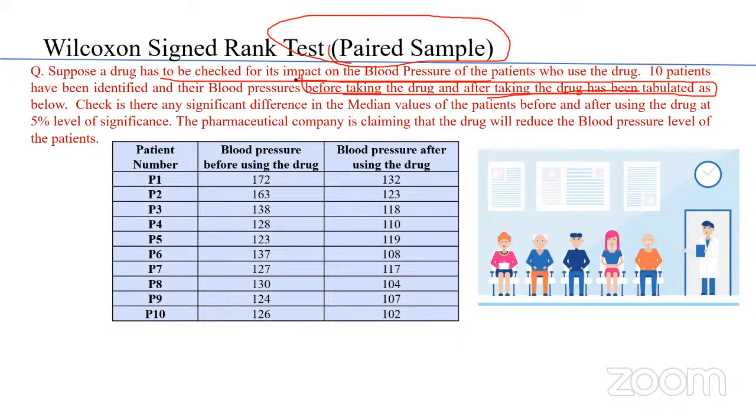If in the question they have mentioned normal, you have to go for the paired t-test. If in the question they have mentioned that normality is not accepted for the data, then you have to go for the Wilcoxon signed rank test. Clear?